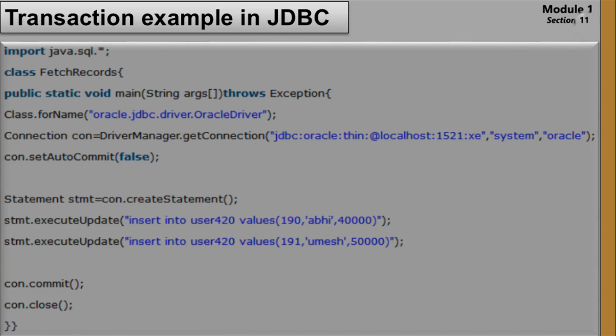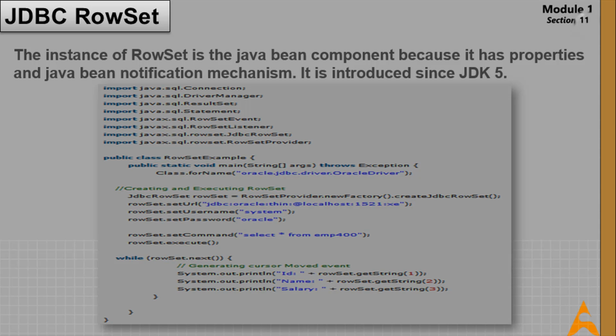Now let's see RowSet in JDBC. The instance of RowSet is a JavaBean component because it has properties and the JavaBean notification mechanism. It is introduced since JDK 5. It is the wrapper of ResultSet. It holds tabular data like ResultSet, but it is easy and flexible to use. The implementation classes of RowSet interface are as follows: JdbcRowSet, CachedRowSet, WebRowSet, JoinRowSet, FilteredRowSet.